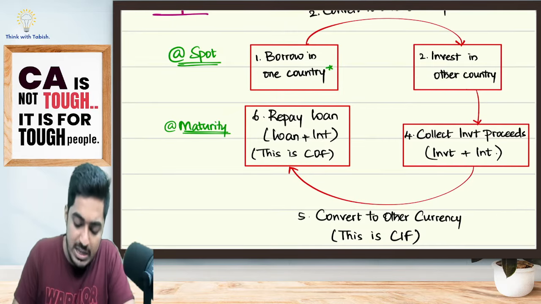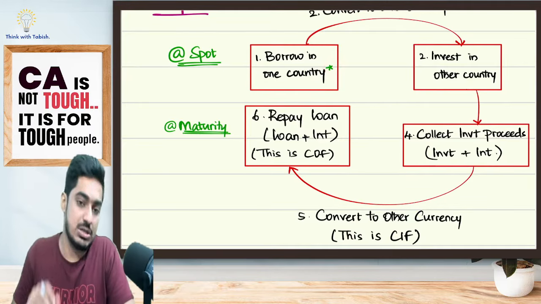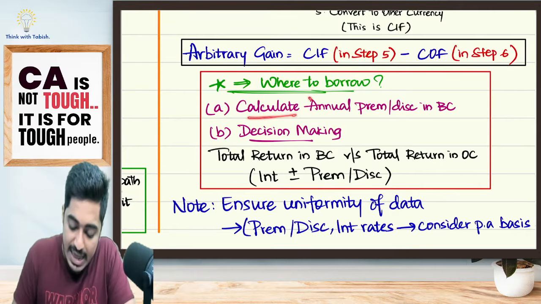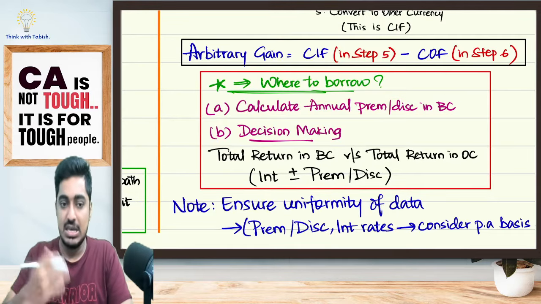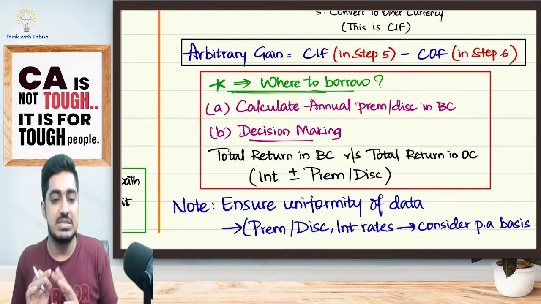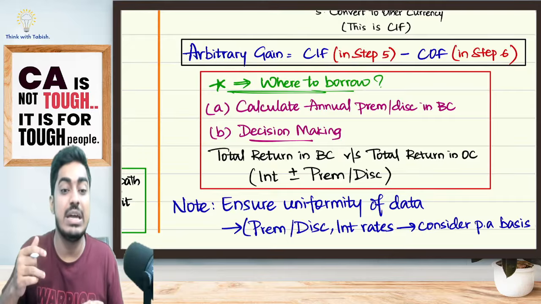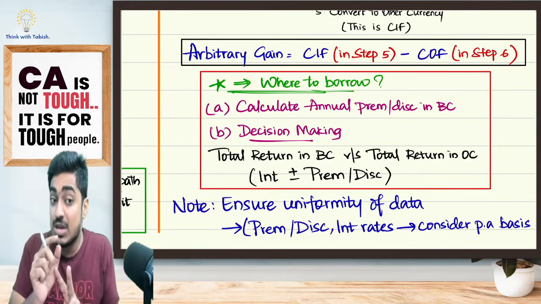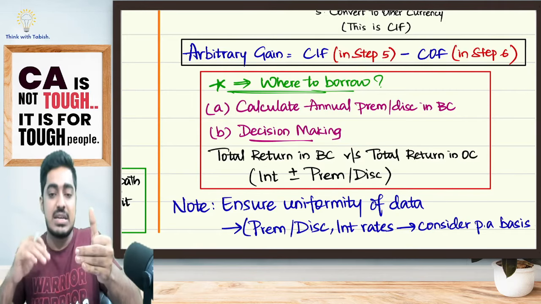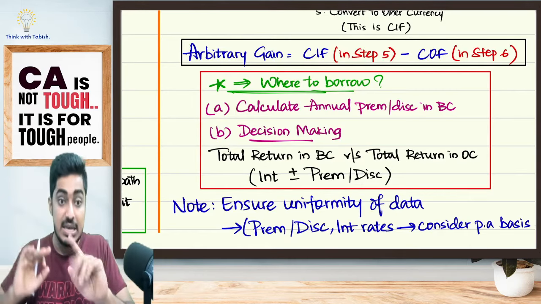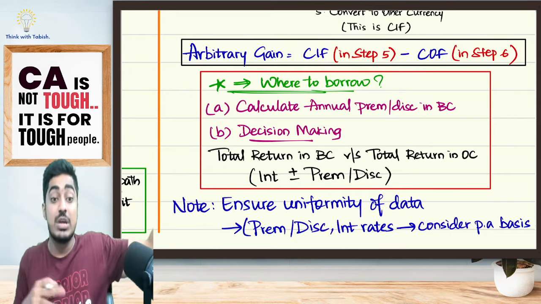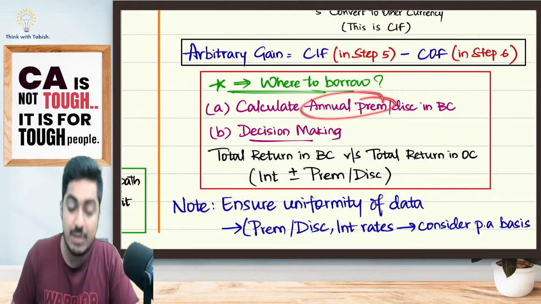Now a very important question is, in which country should I borrow? Simple thing: 2 steps you will have to follow. Step number 1, calculate annual premium or discount in base currency. Step 2 is decision making. Now tell me a simple rule, students. If in India I am getting 10% and in US I am getting 5%, where will I want to invest? In India. That means where will I want to borrow? In US. So I will calculate the total return in base currency versus the total return in other currency. In base currency, I am getting 2 returns. One is the interest. Along with that, I am also getting premium or discount. For that, I have calculated premium or discount here.